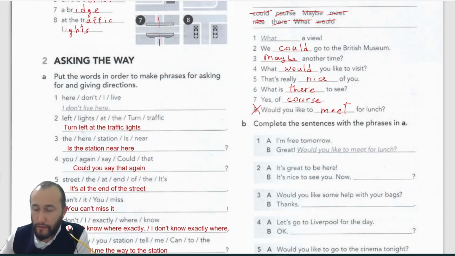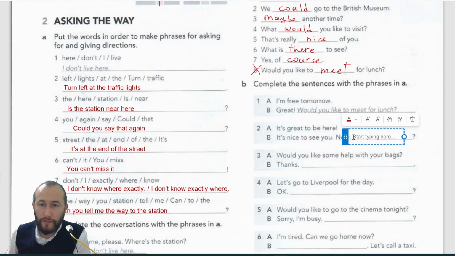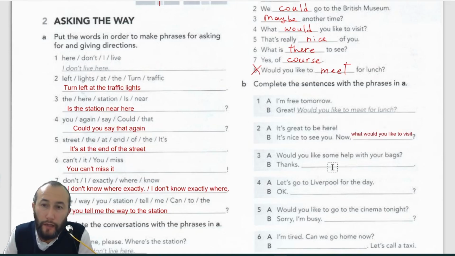What would you like to visit? So we're going to write it down. We've got a question mark here. So what would you like to visit? That's done, so we're going to cross it out. 4 is gone. Now, 3, A is saying, would you like some help with your bags? Thanks. That's really nice of you. So we're going to write a 5 here, guys.